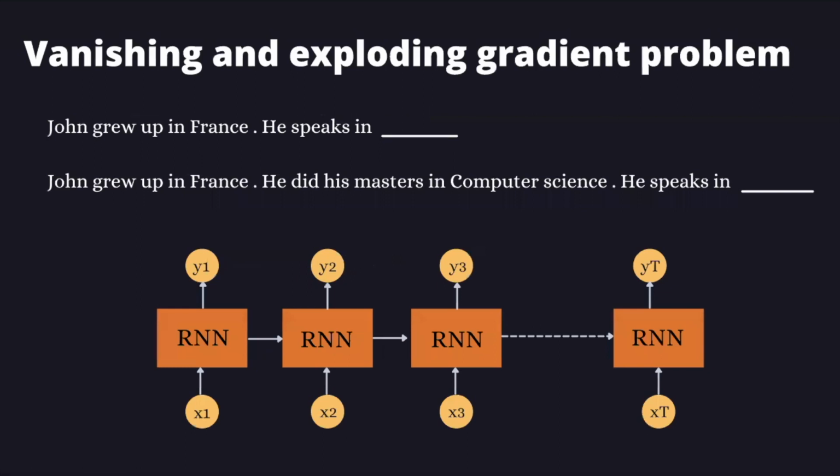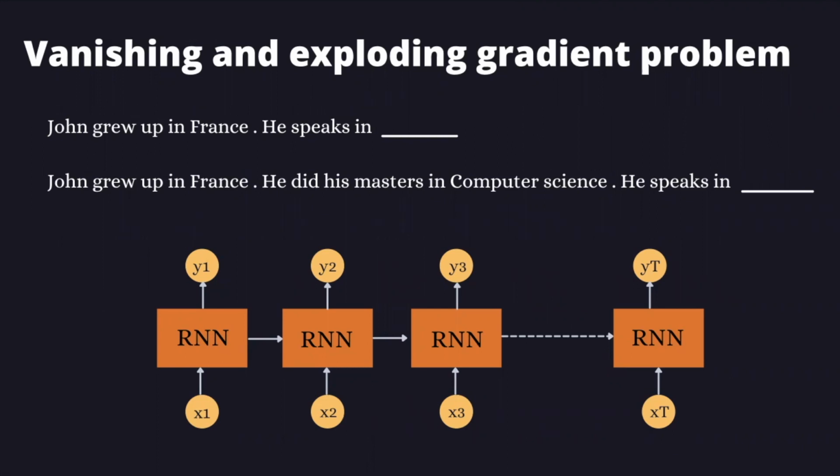Okay, to explain this, for example, we have two sentences here. John grew up in France. He speaks in blank space. And the other one is: John grew up in France. He did his master's in computer science. He speaks in blank space. You will immediately say it should be French in both cases. RNN should predict French in both cases. It's very simple, right? But in reality, RNN can predict French in the first case, but it fails to predict French in the second case.